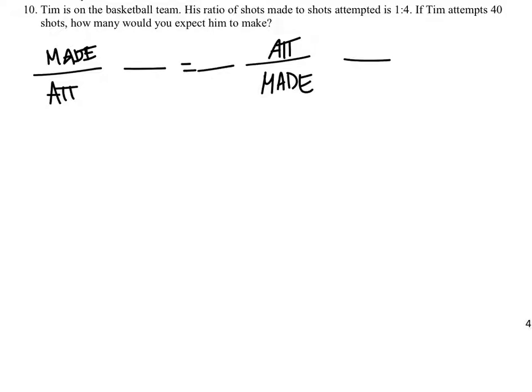Finally, Tim is on the basketball team. His ratio of shots made to shots attempted is 1:4. So we got 2 things we're comparing. We got shots made to shots attempted, but then we'll also compare shots attempted to shots made. So we'll have our 2 fractions that are equal for both of these. And right up in here, it says made to attempted was 1:4. And then if Tim attempts 40 shots, then we'll figure that out.